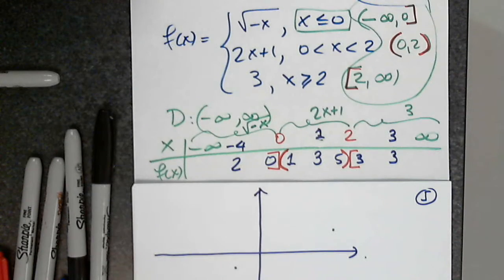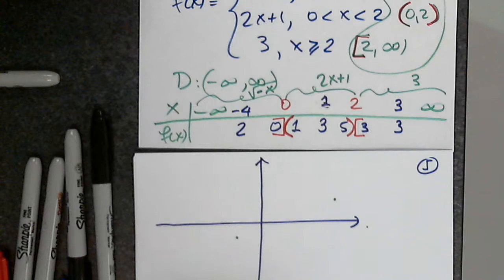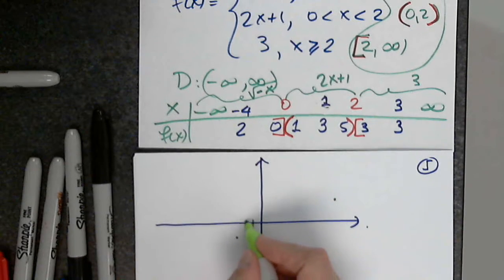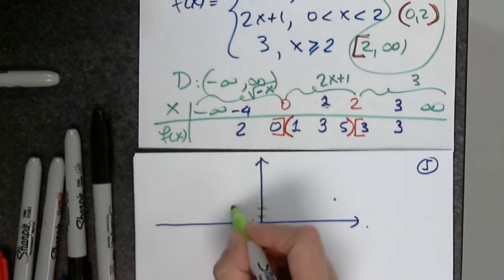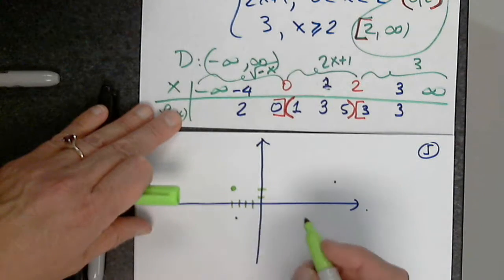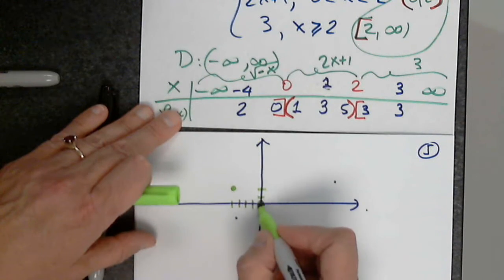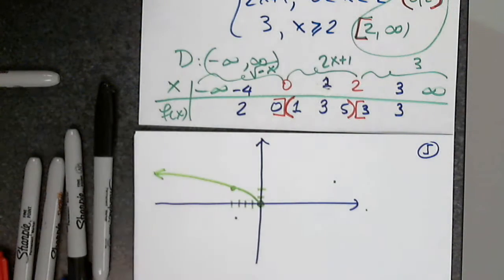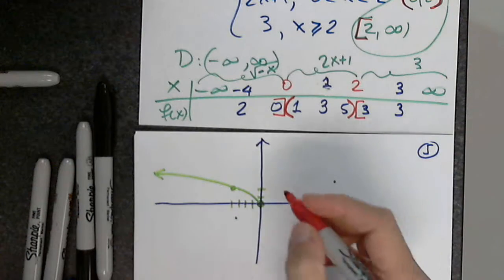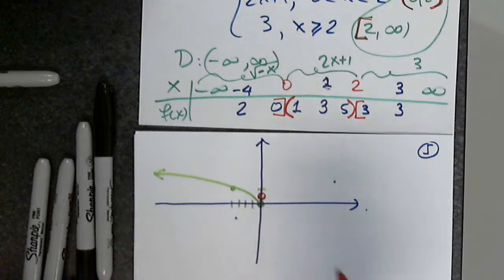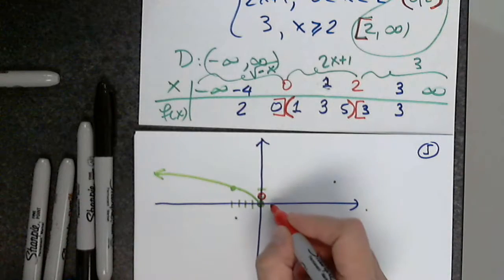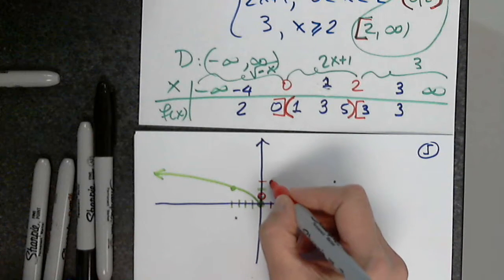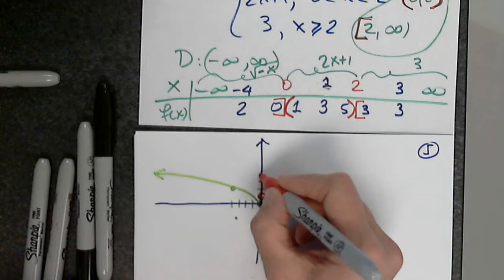From left to right, please give me the first ordered pair. Negative 4, negative 2. Next ordered pair. 0, 0. Full point? Full point, yeah. Remember, we know how to graph this. This portion is the square root of negative x. Okay, next point. 0, 1, and open circle. 0, 1 with an open circle. 1, 3. And 2, 5. Open circle.